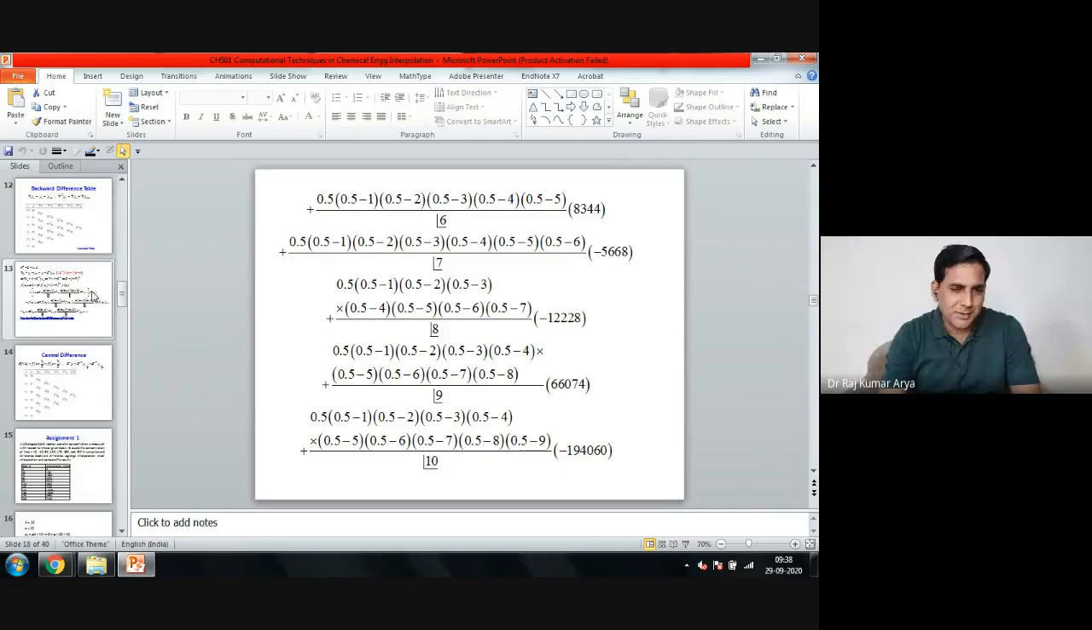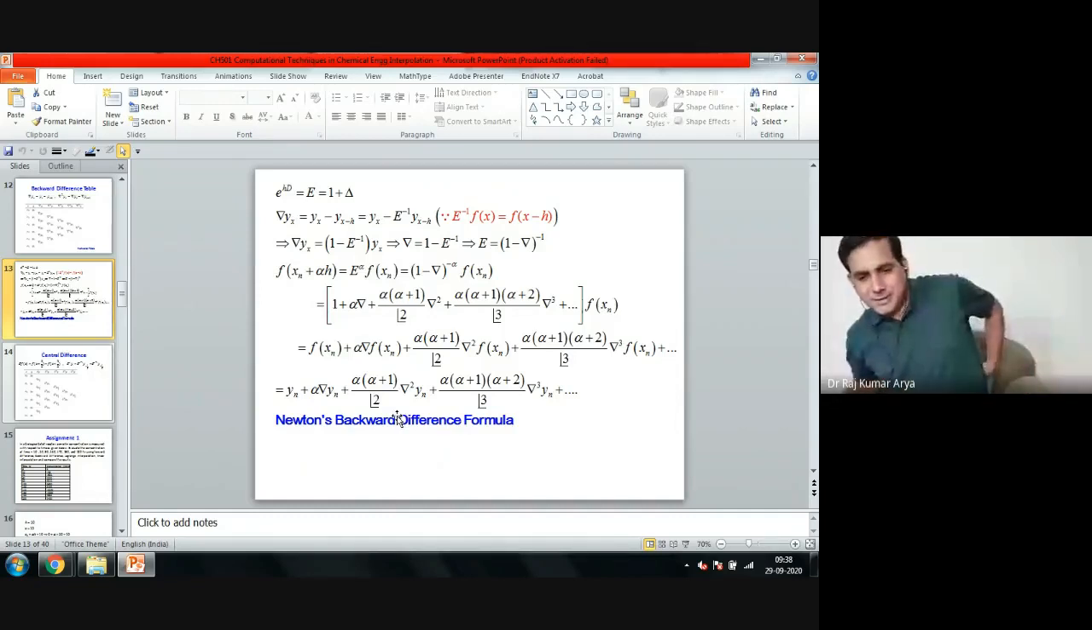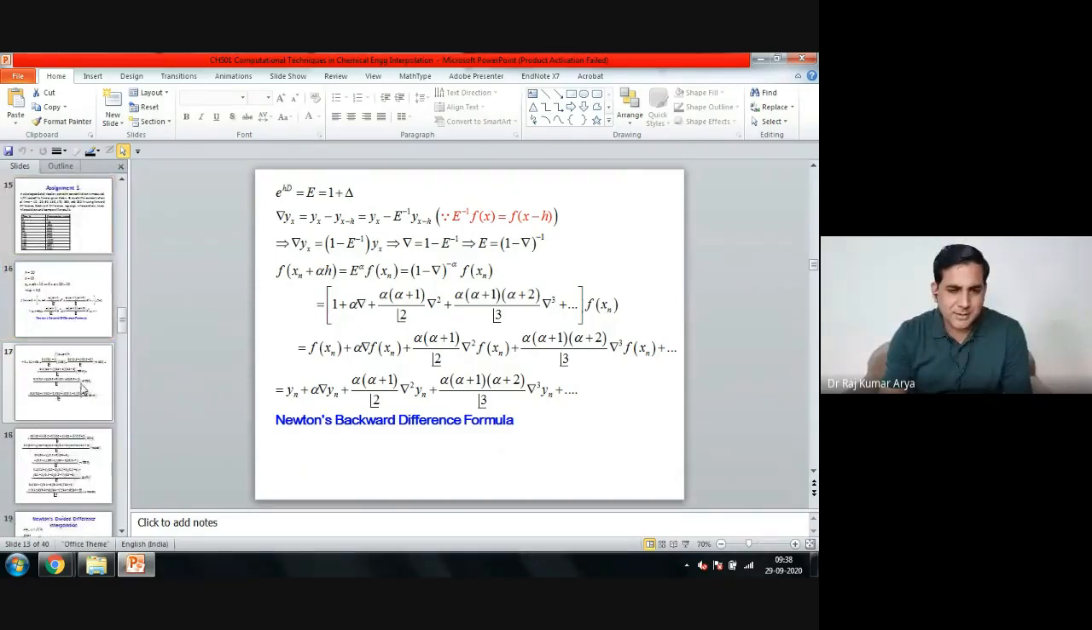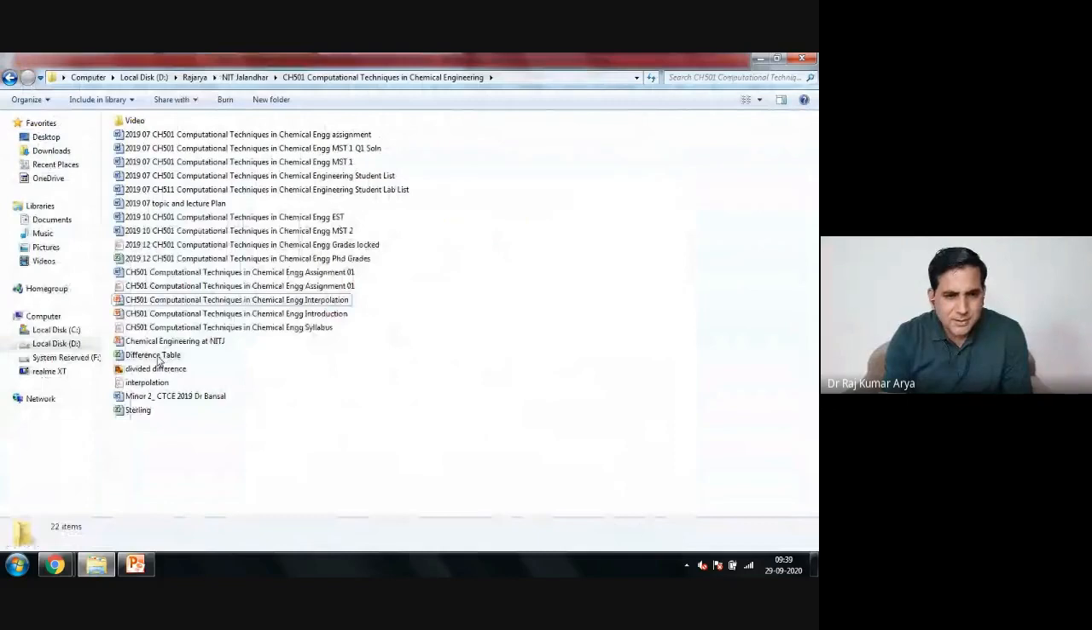So your backward difference expression is this only. Same thing, but you are finding from your yn, starting from your yn. If you see the table from yesterday, we drew that difference table. I think we were here.